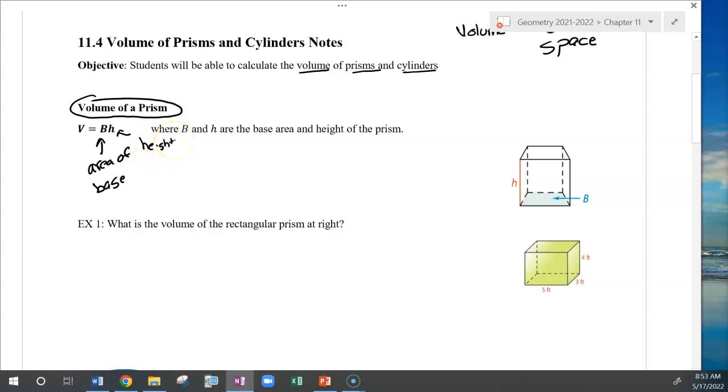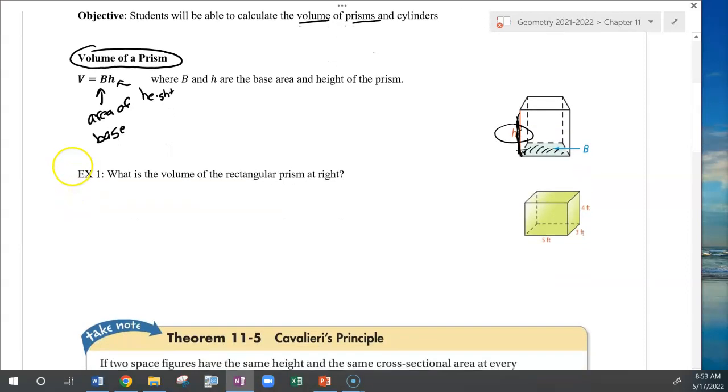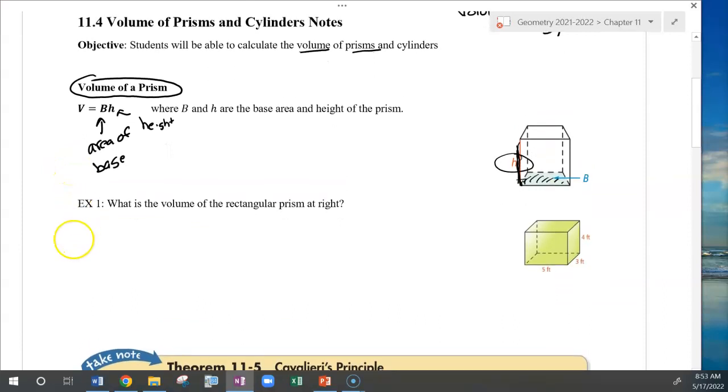So if we look at this picture over here, right here is the base. And so we do the area of this base right here, and then the height, that's right there, and it comes in perpendicular. It's pretty simple, just big B times height. And so when we are dealing with a rectangular or square-shaped prism, big B is going to be length times width.